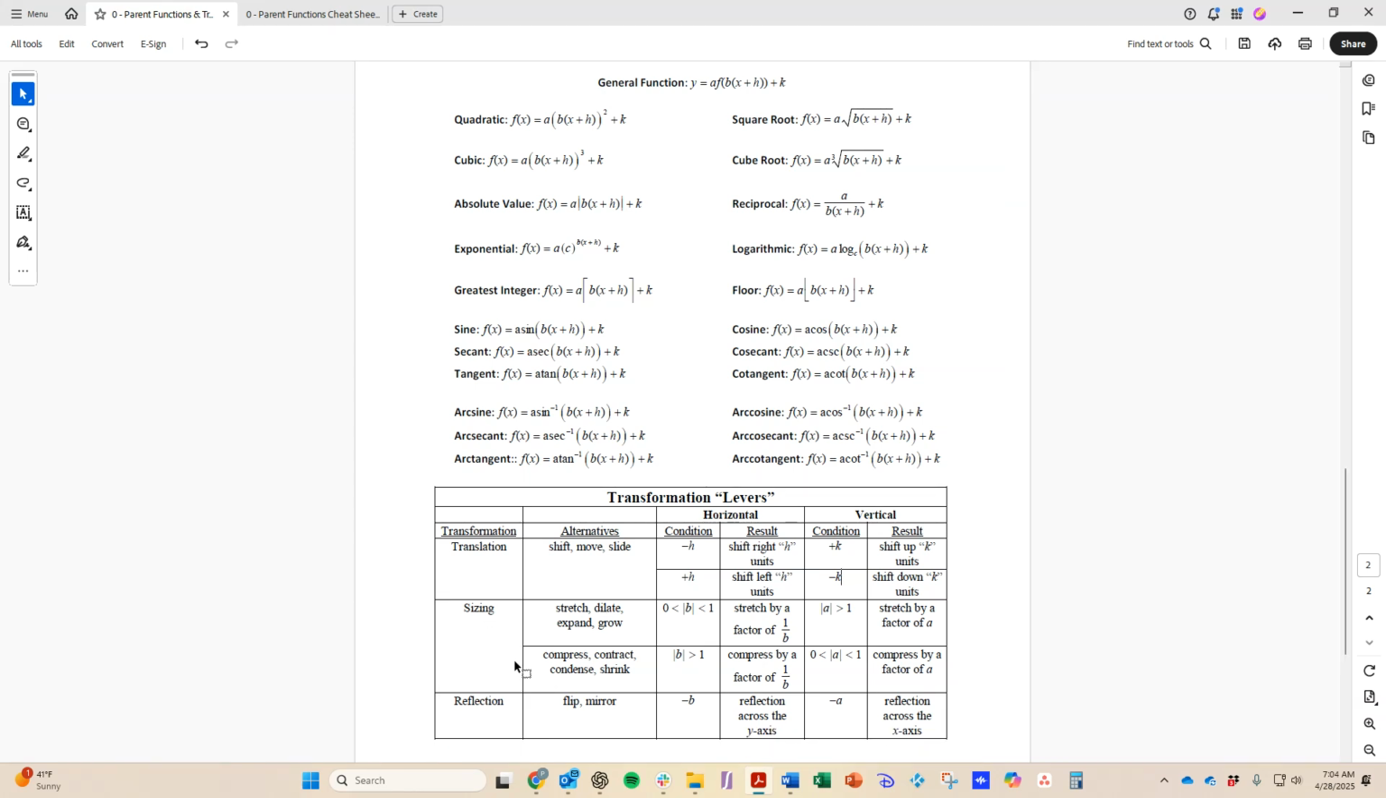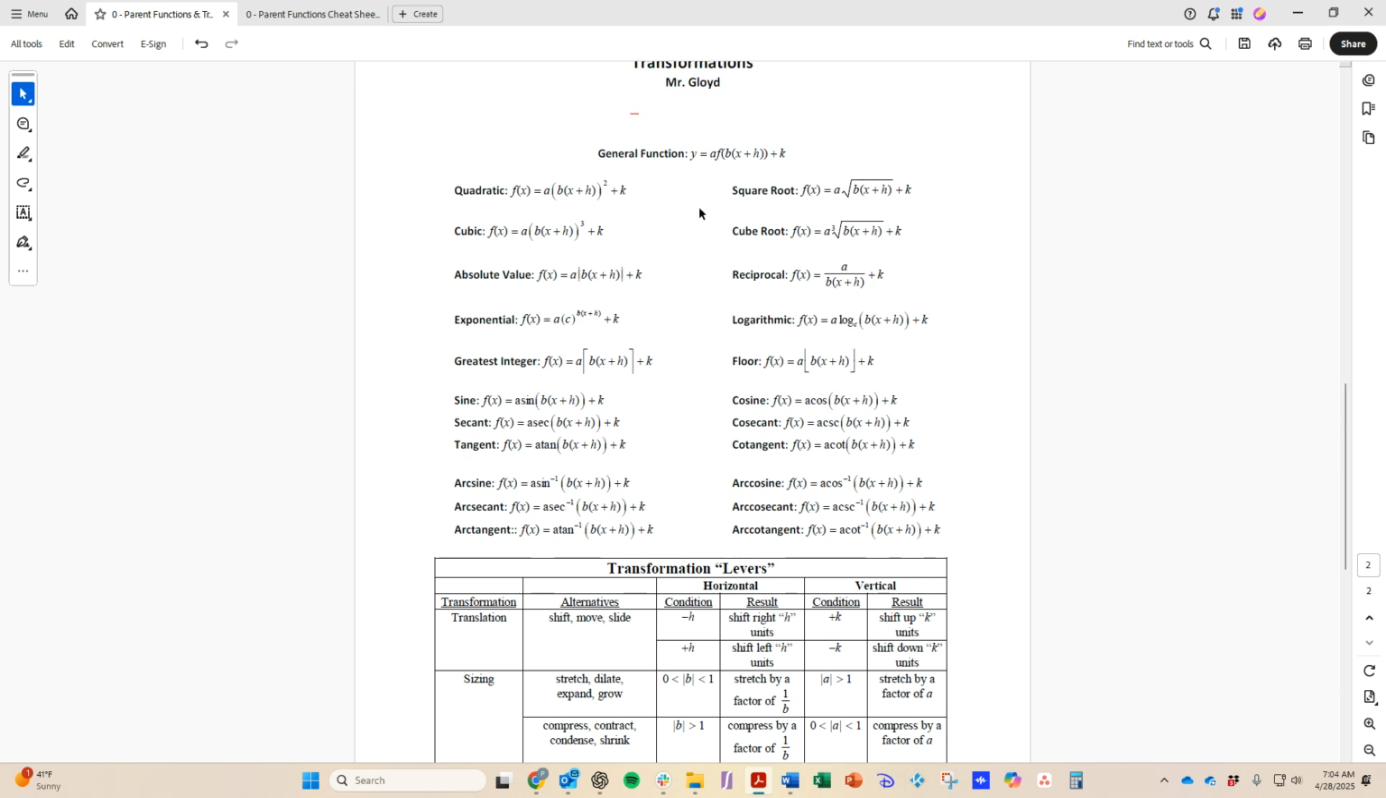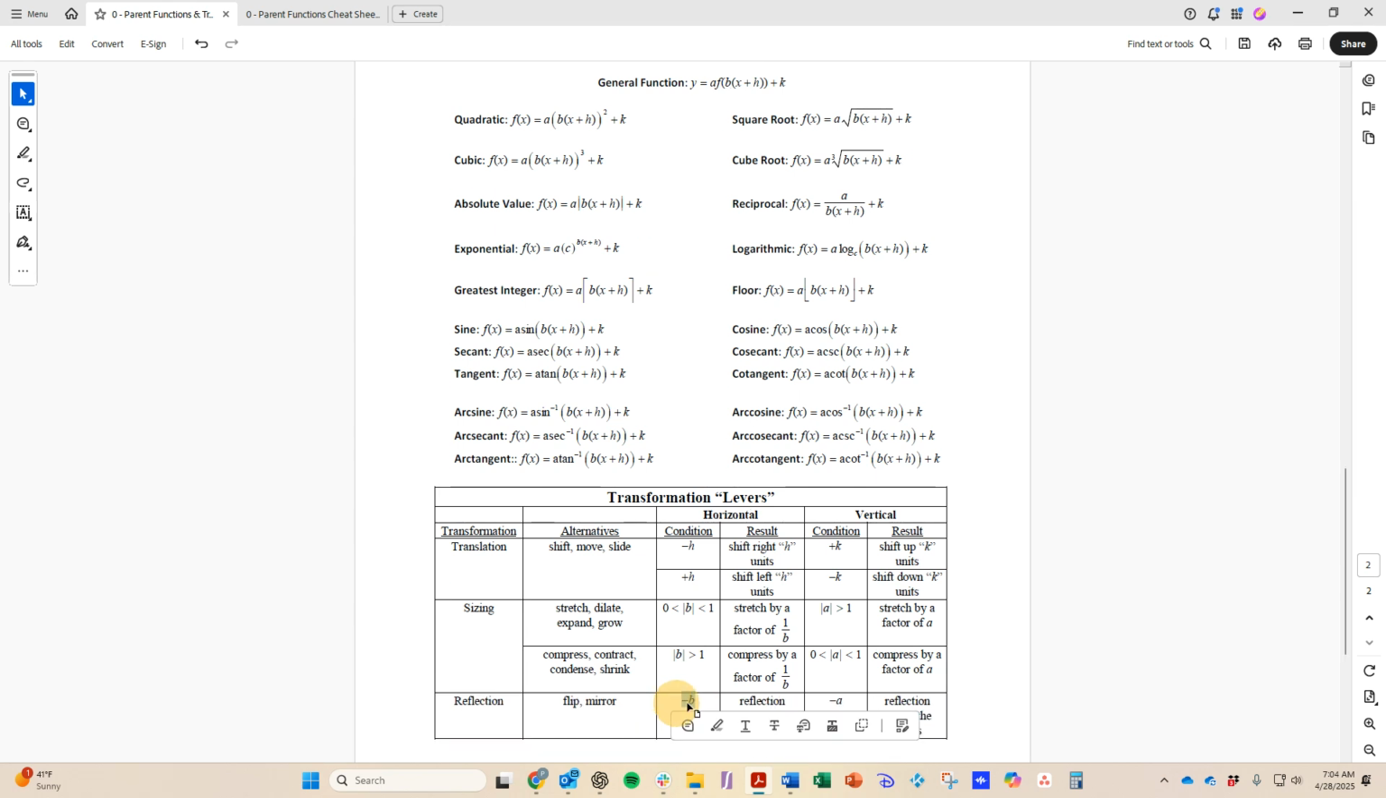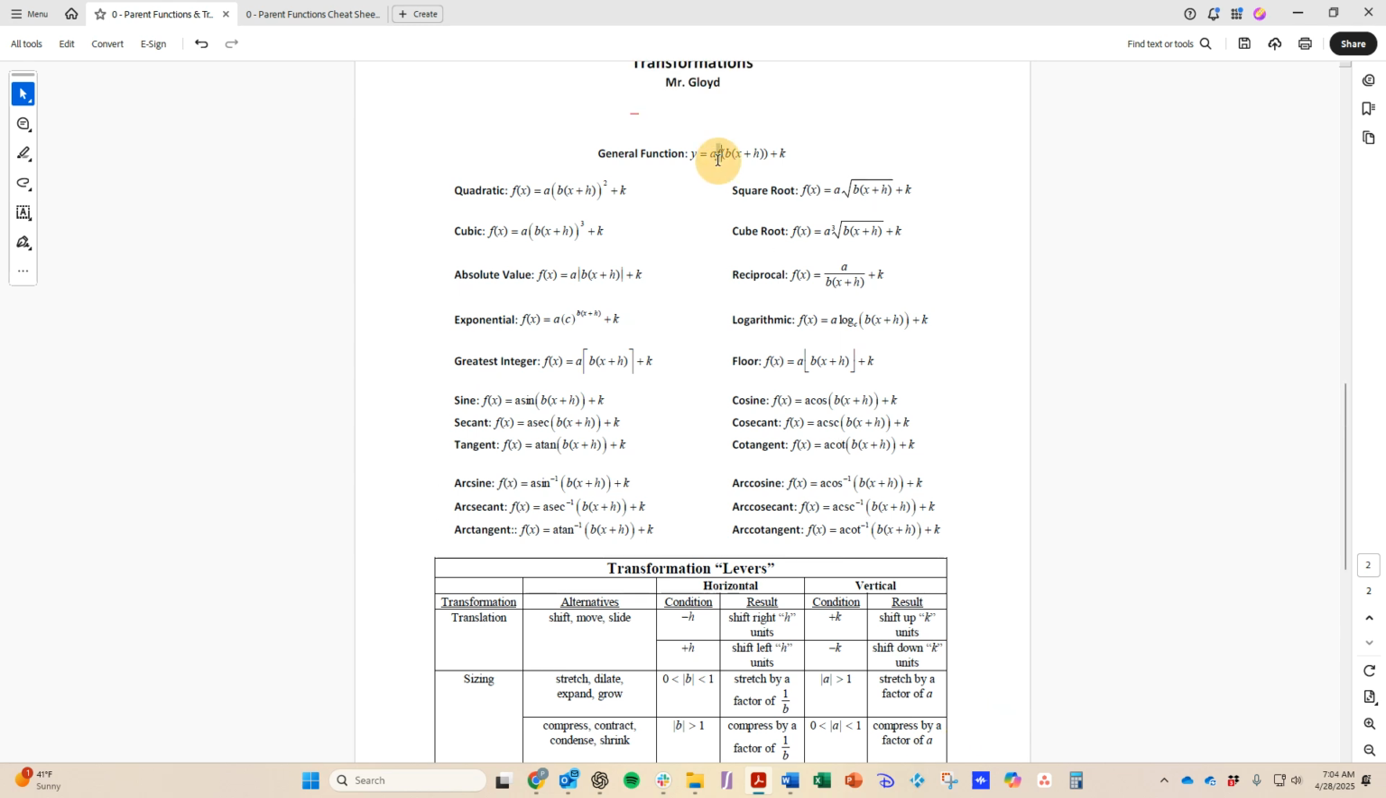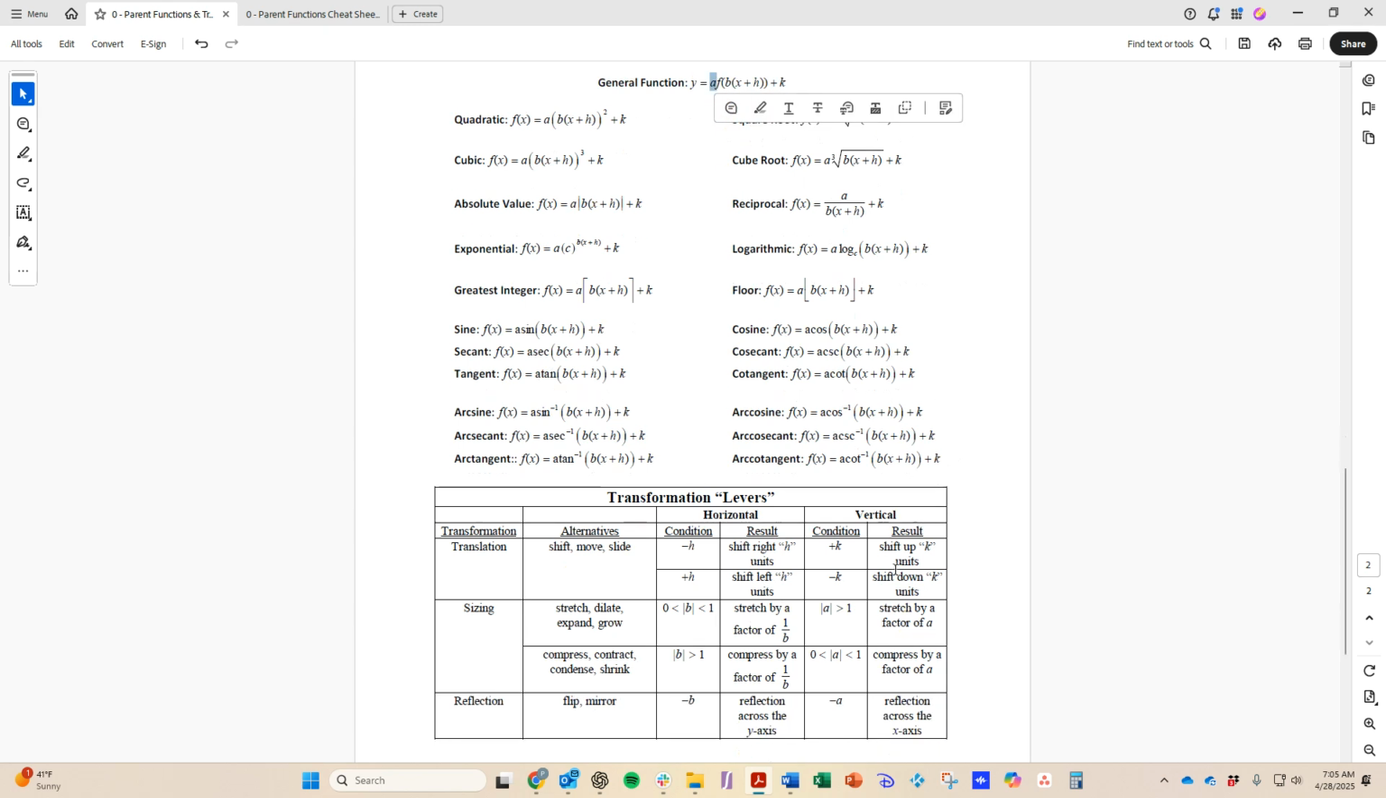Then you have your sizing changes, right? Or let's go to reflection first at the bottom here. So reflection: B is the number that is inside multiplied by X, okay? So it's the number that we multiply on the inside. If B is negative, that's going to be a reflection across the Y-axis, right? A is the number that we multiply on the outside of everything. So A is the outside multiplier, and if A is negative, then that's going to be a reflection across the X-axis, which means top to bottom, or a vertical reflection.